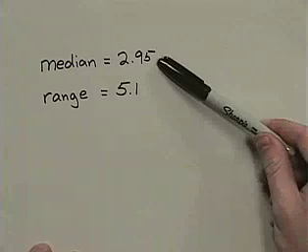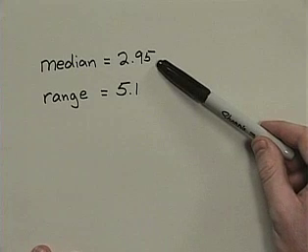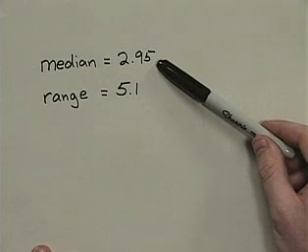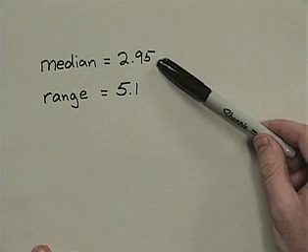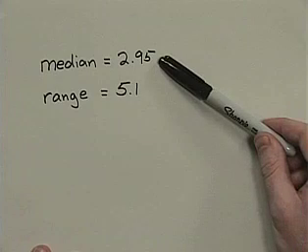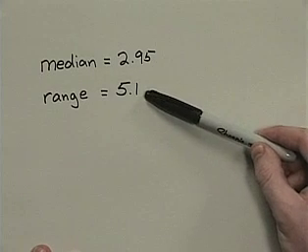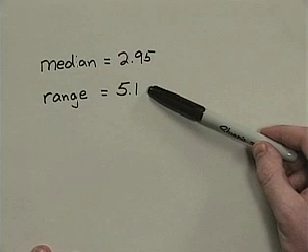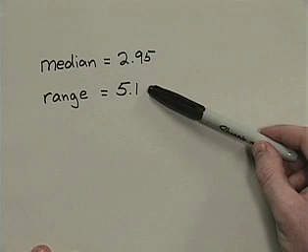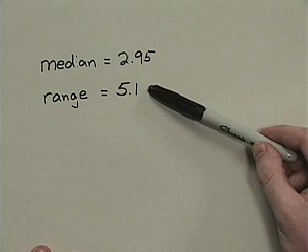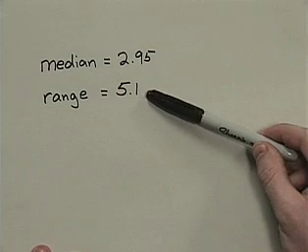Now we need to interpret the median and the range. Remember, our median was 2.95. So what that means is 6 months of the year it rained more than 2.95, and the other 6 months of the year it rained less than 2.95 inches. That's what median tells you. Half is greater than this, half is less than this. The range tells you something different. It tells you that the amount of precipitation varied from month to month by up to 5.1 inches. The rainiest month rained 5.1 inches more than the least rainy month.